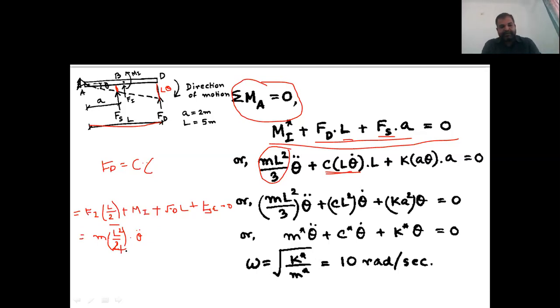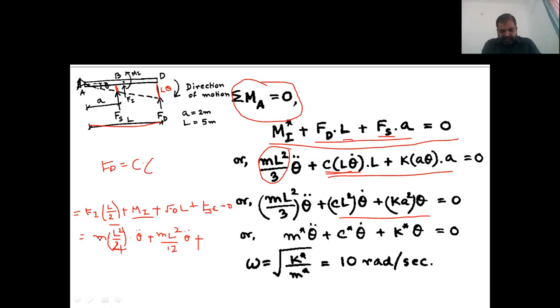Am I right? Plus ml square by 12, this value we have calculated, I'm talking about this, into theta double dot. And the rest of the thing is this from here, right? You can see this. Plus, I'm not writing this, assume you put the value of FD and FS, you will get this.